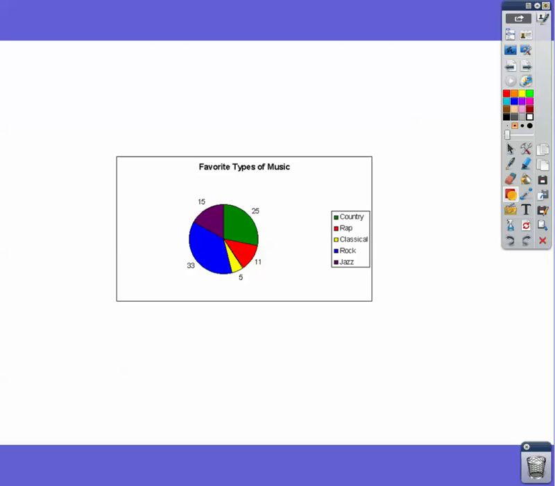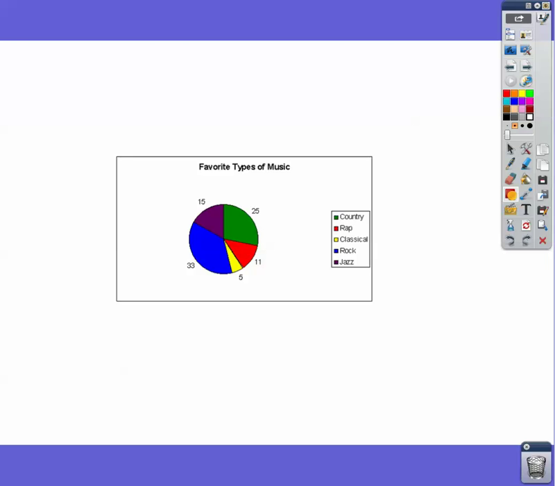So in this case, it's a favorite types of music graph. So 25% of people said their favorite type of music, and I go over here to this chart here. Up the green is country. So 25% said country music, and 11% said rap. So these are just percentages, and if you add all these up, they should equal 100%. And if they don't equal 100%, then something is wrong or something's missing.